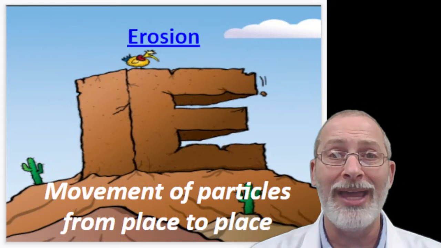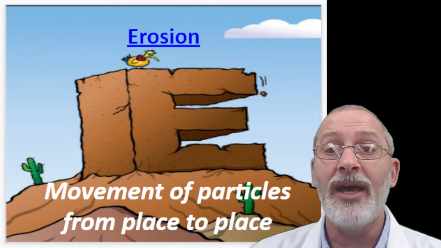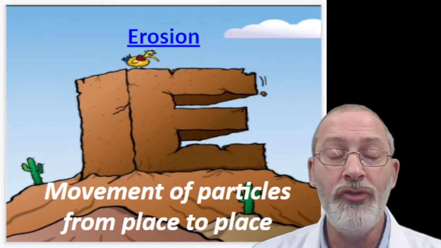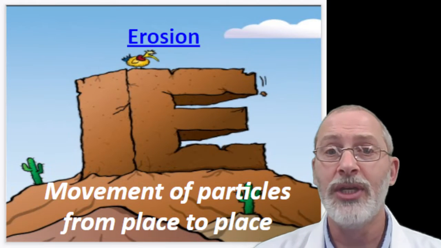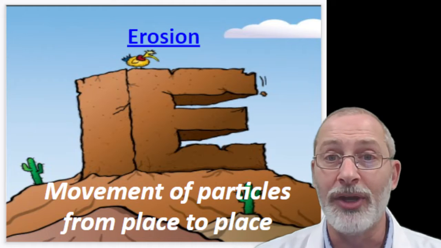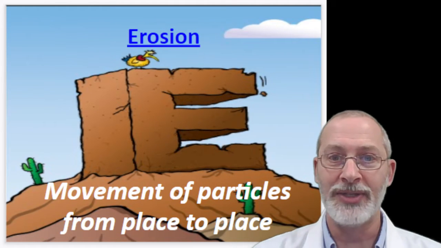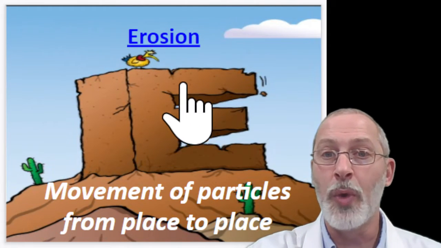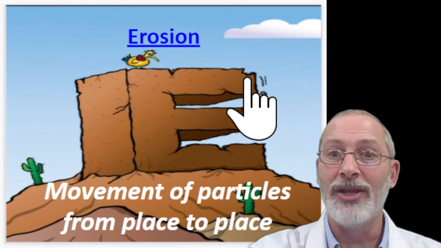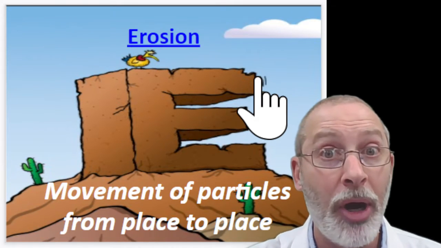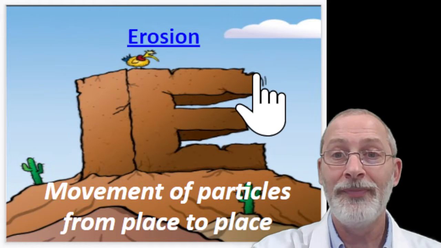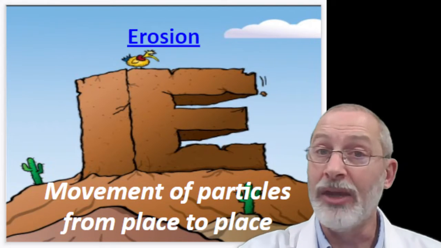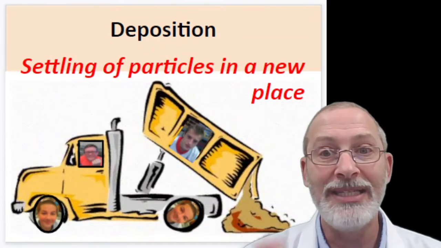Erosion can be described as the movement of particles from place to place. You can see here that there is a little agent of erosion up on top of the E for erosion. Our little friendly bird here is pecking away at the letter E, and it is causing little bits and pieces, or particles, to move from up here to down below. We call that erosion. But as we said, erosion can't happen without deposition.